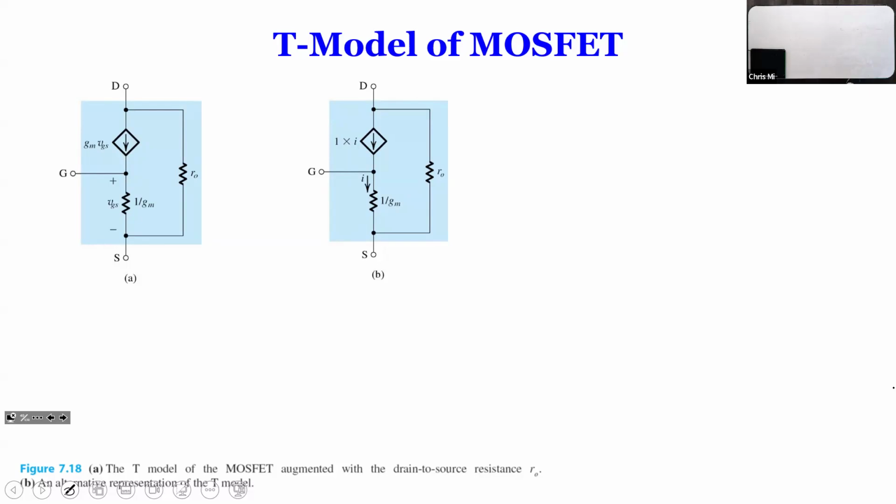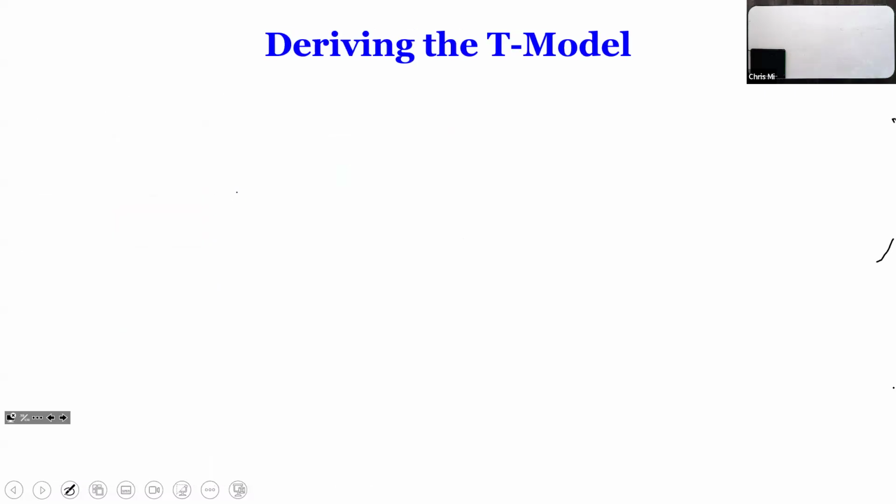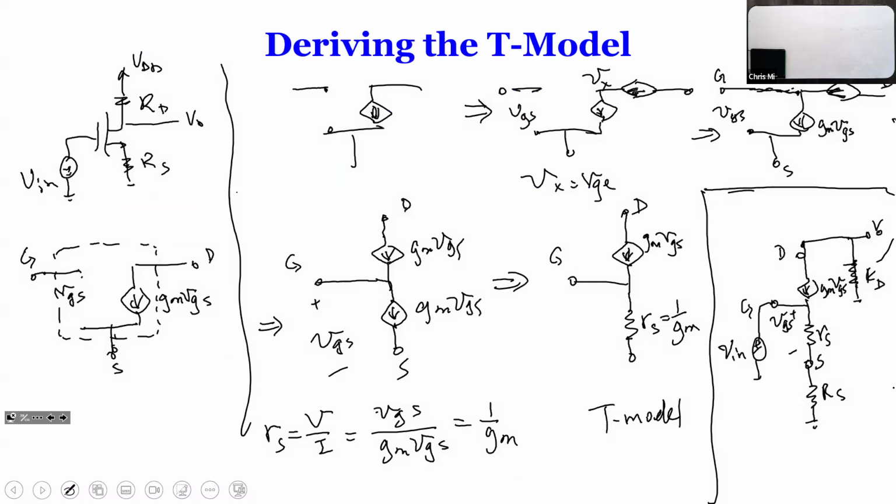But the problem sometimes is that when you add ro, this T model is not that useful anymore, because if you go back to our previous example and add that ro, it will be between here and here.